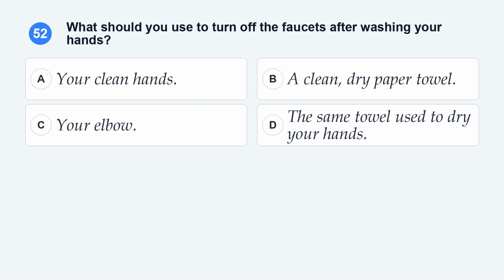Option A. Your clean hands. Option B. A clean, dry paper towel. Option C. Your elbow. Option D. The same towel used to dry your hands.